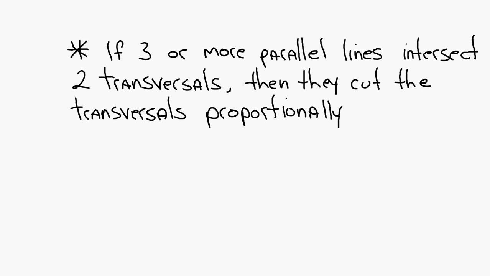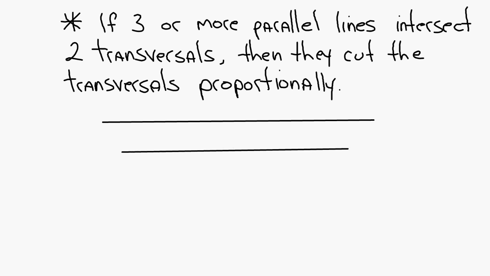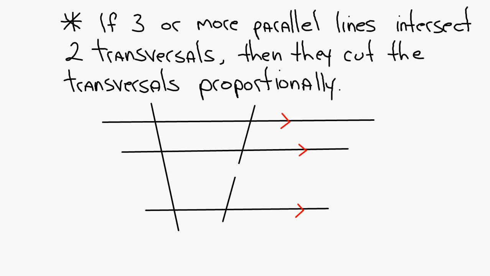So a picture of that would look like if 3 or more parallel lines. So here, let's take 1, 2, 3 parallel lines, and you would know they are parallel if they've got the red arrows on them. 3 or more parallel lines intersect two transversals. So here's one transversal and here's another transversal. Then they cut the transversals proportionally.